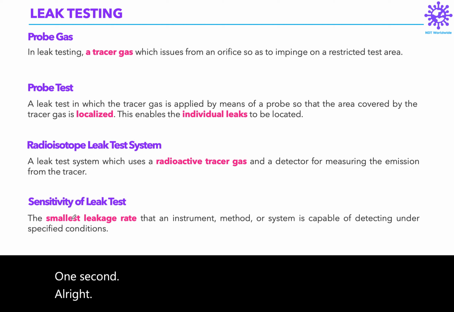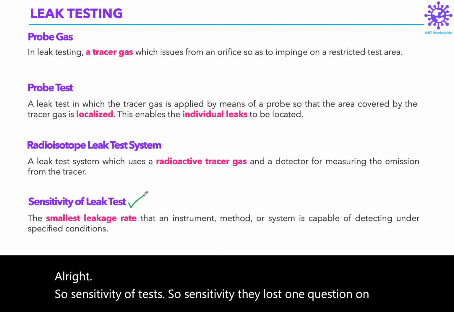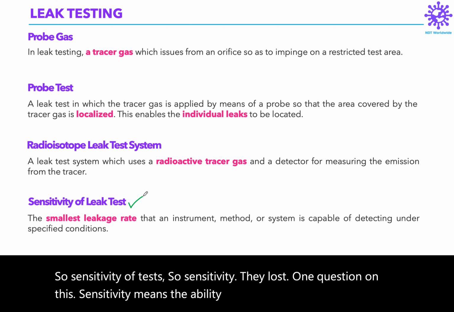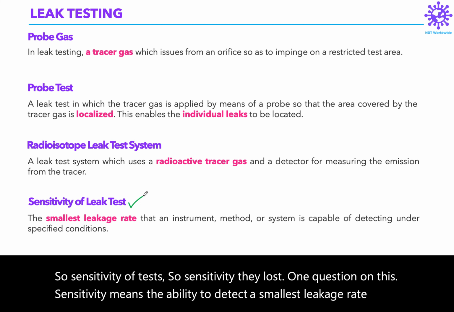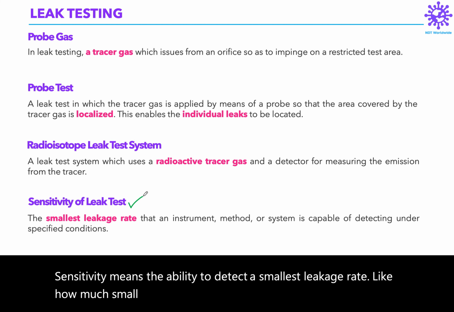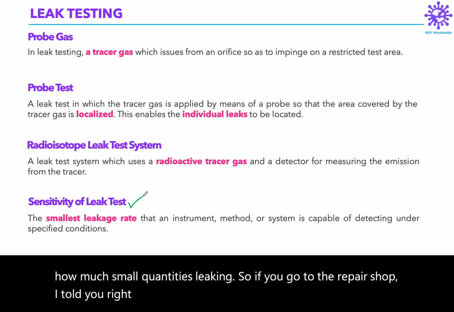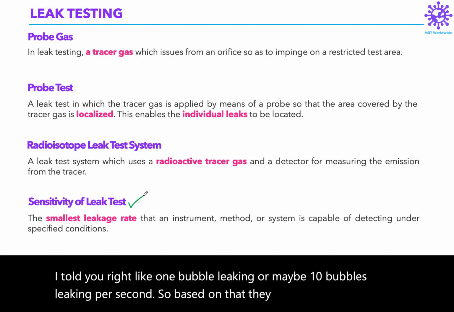So, sensitivity of leak test. They will ask one question on this. Sensitivity means the ability to detect the smallest leakage rate, like how small a quantity is leaking. If you go to the repair shop, I told you, one bubble leaking or maybe 10 bubbles leaking per second. Based on that, they can tell the severity of the leakage.